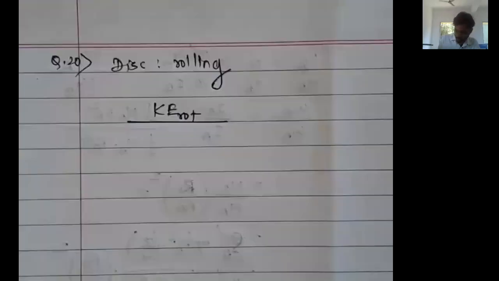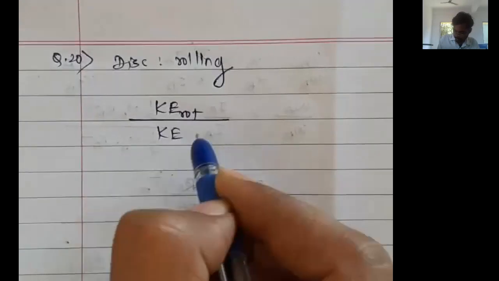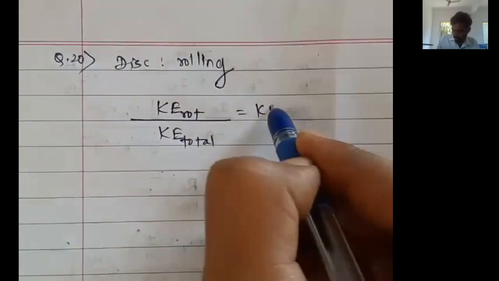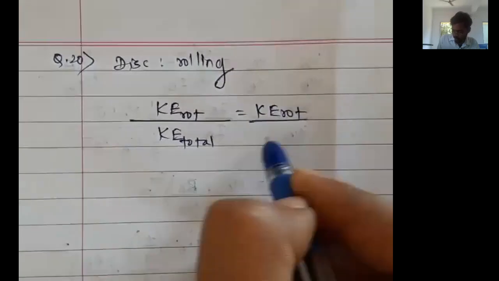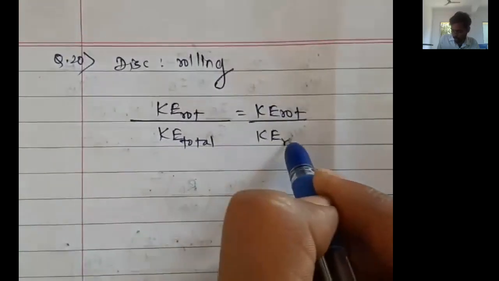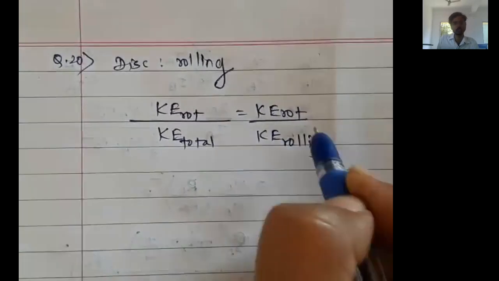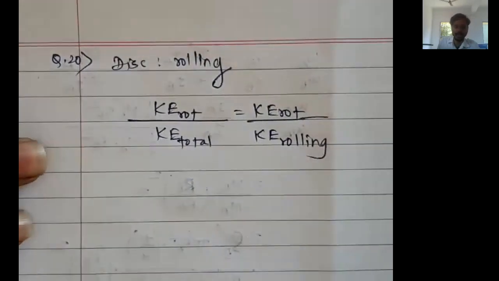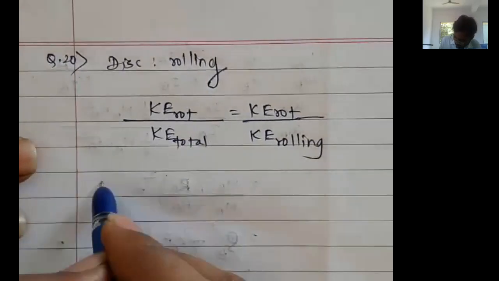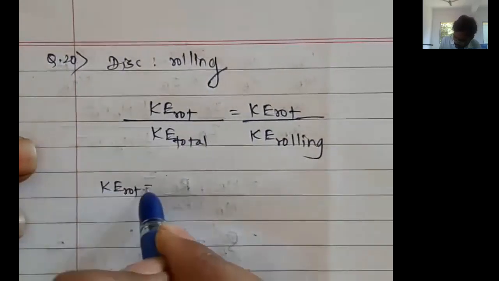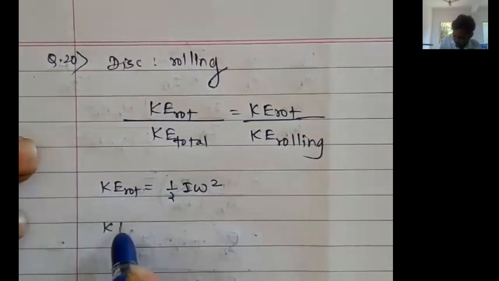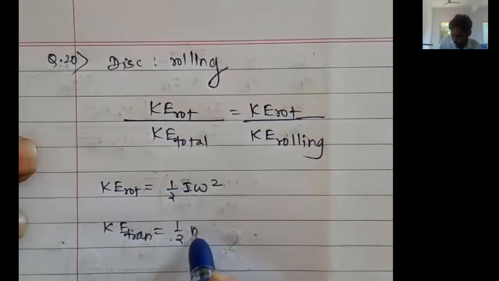Total kinetic energy means rolling kinetic energy. So KE rotational divided by KE rolling. KE rolling we are asked. Okay. Now in rolling motion we have some direct formulae like this. KE rotational equals 1/2 I omega square. KE translational is equal to 1/2 mv square.